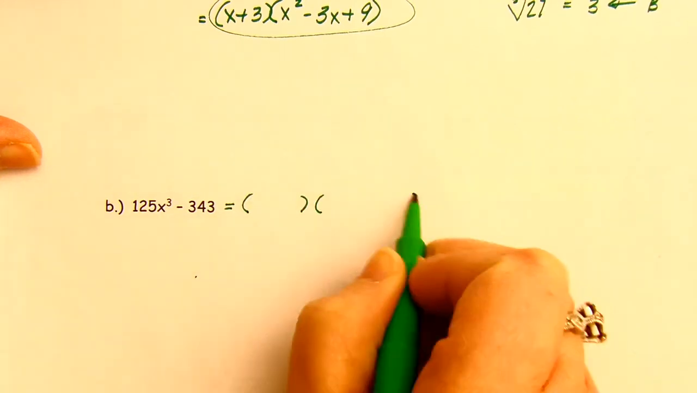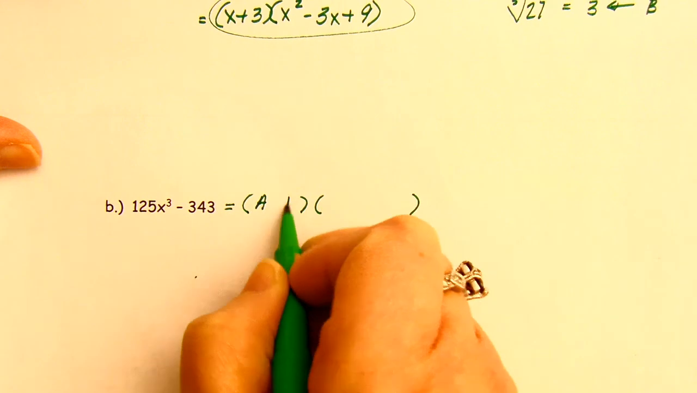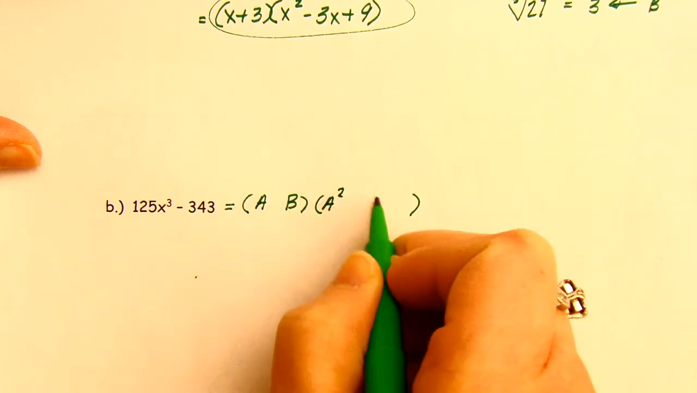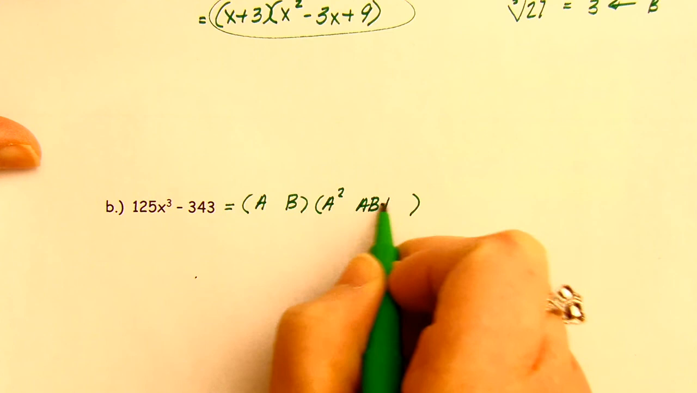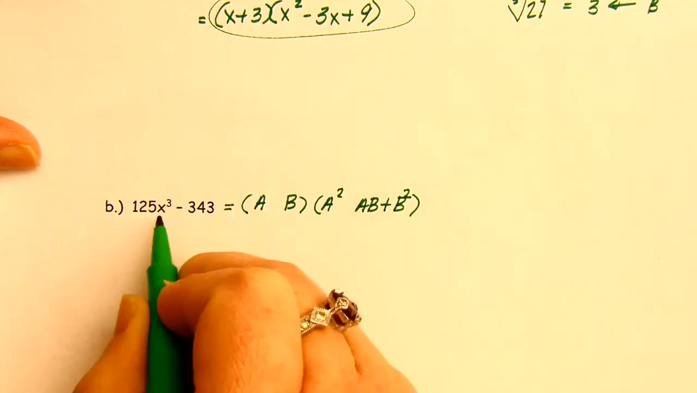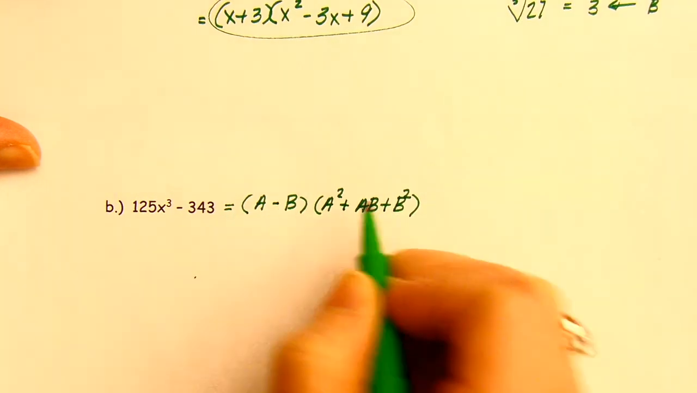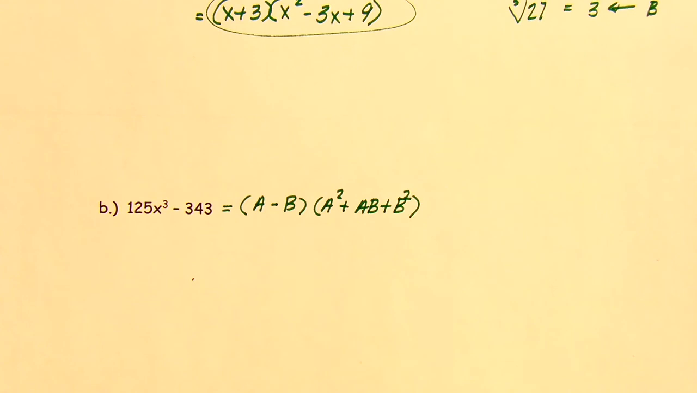So again, this is going to be A squared, this is AB, this is always plus B squared. I'm looking, my sign is minus, so that's minus and that's plus. So that's just me setting up the template.